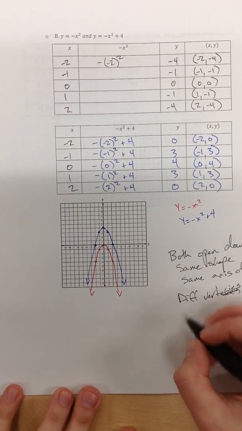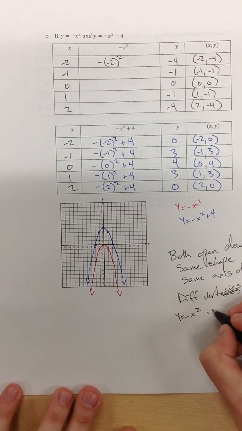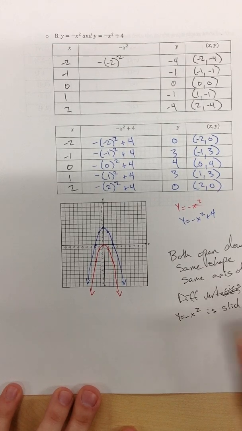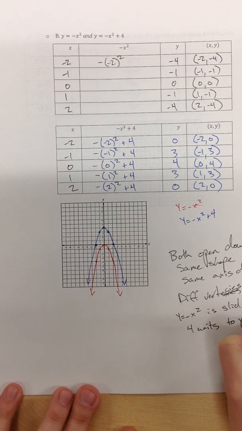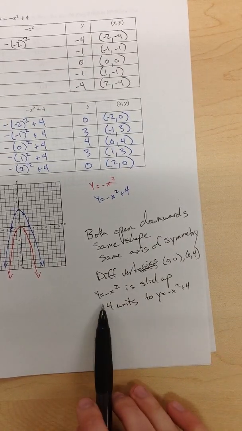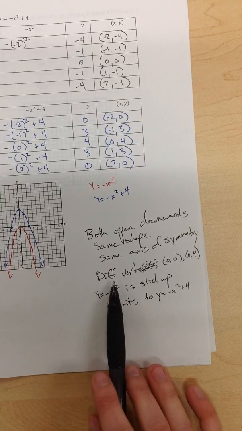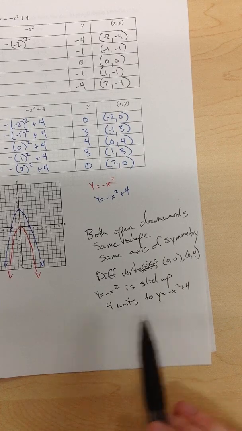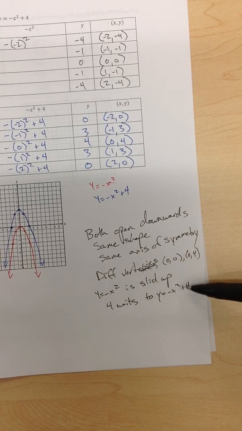So you could also say y equals negative x squared, which is our red one, is slid up 4 units to y equals negative x squared plus 4. And the reason that happens is because we've got that plus 4 there. So the only difference between our original equation and the second one was that plus 4 part, which would slide that up 4. If it was minus 4 there, it would take that graph and slide it down 4. Anytime you see just a constant value like that, it's going to slide that graph up or down.